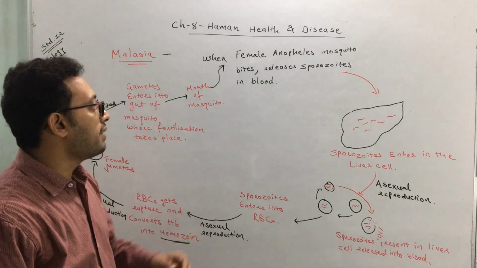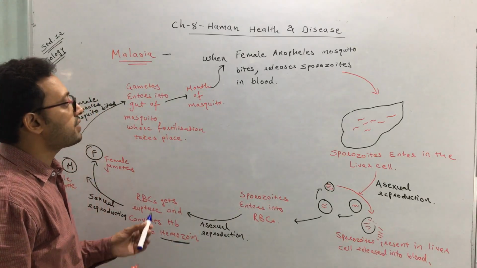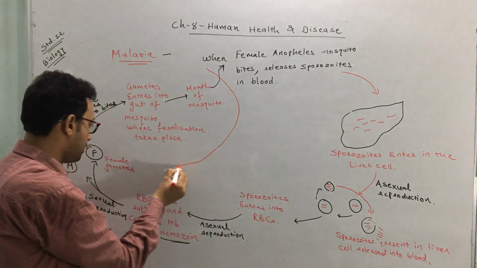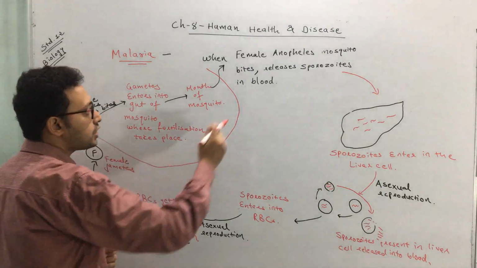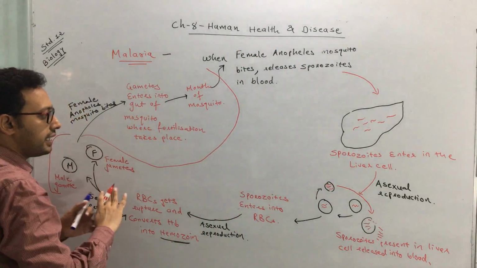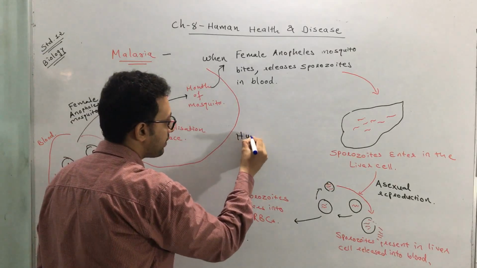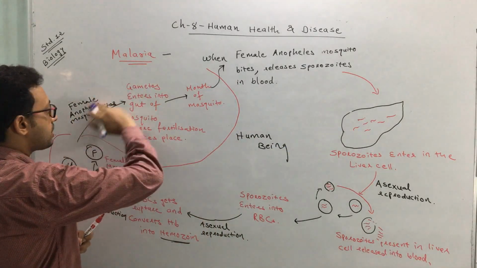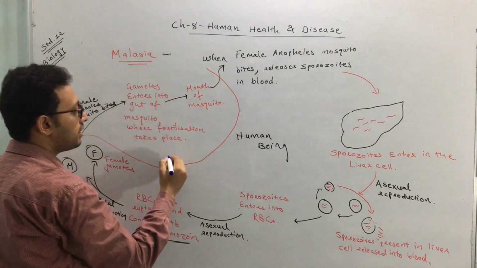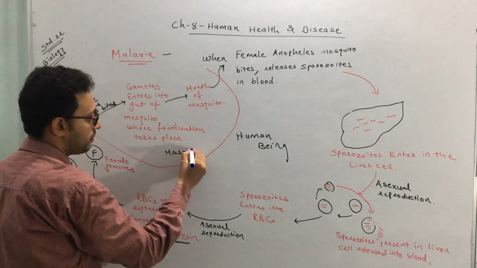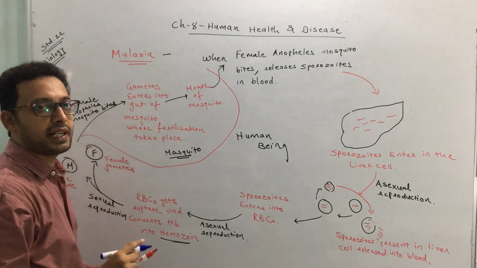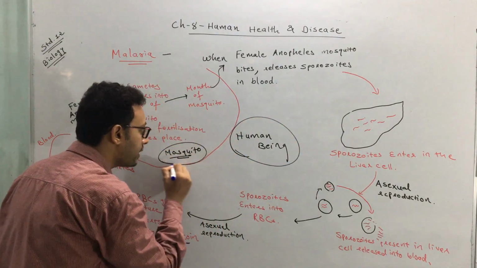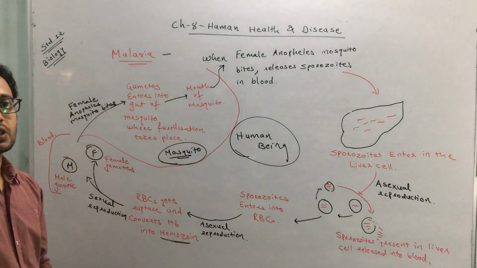Okay, so this is the life cycle of malaria. Now if you see the life cycle of malaria, it needs two hosts. This much of the steps occur in a human being, and these steps, this fusion and release, occur in a mosquito. Here there is the role of a female Anopheles mosquito. It means the life cycle of the parasite needs two hosts. One is a human being and the second one is a mosquito.